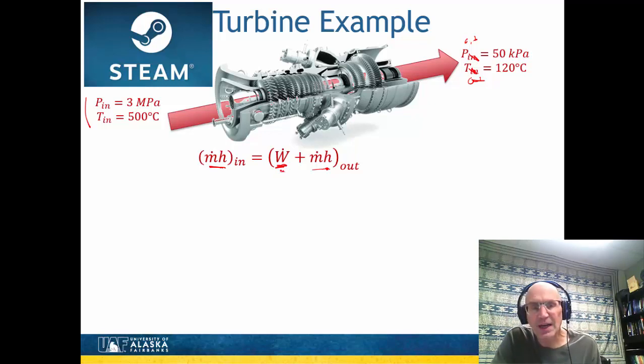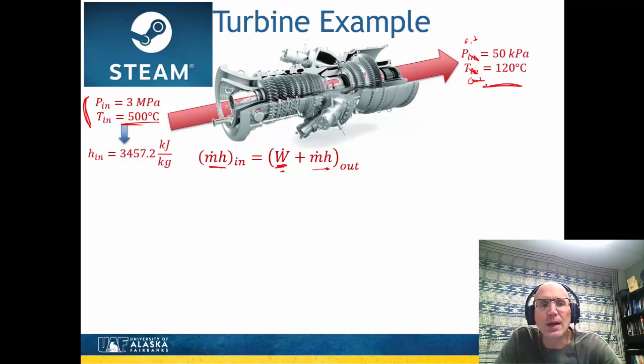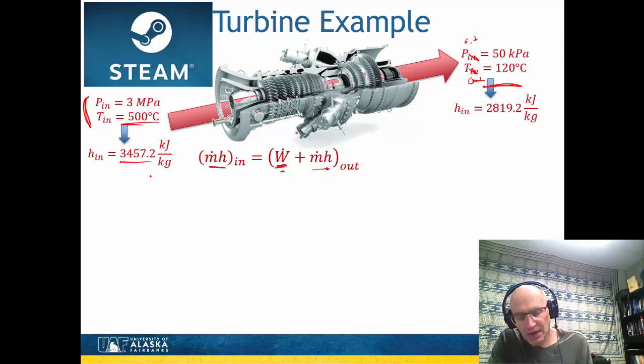So what I'll do is I'll go to my saturated tables and just enter this pressure and temperature pair. And this is actually fairly superheated at this point. In fact, these outlet conditions over here are superheated as well. So I'd end up going to superheated tables and just looking up those values. The input value is actually 3457 if I look that up off the table. And the outlet value, and again I got my subscripts wrong, that should say H out, that value is about 2819.